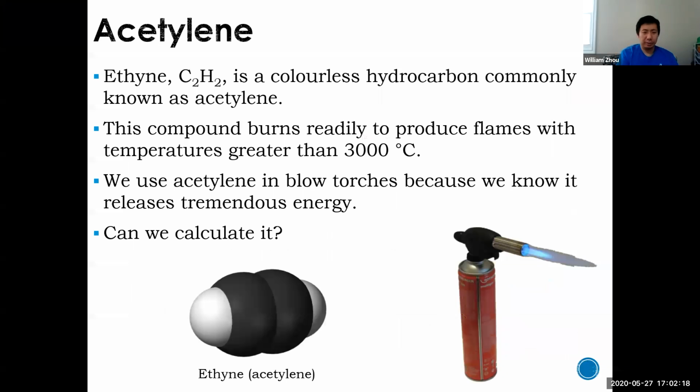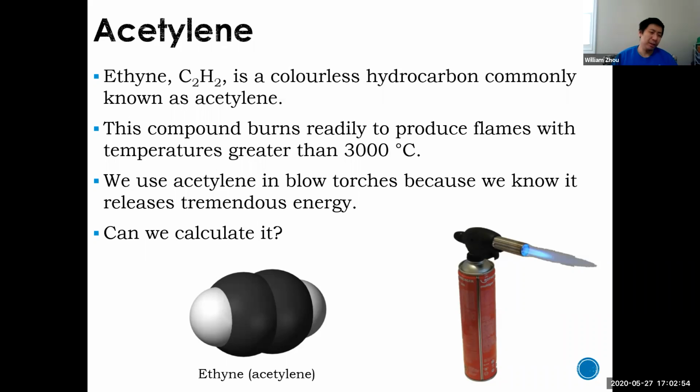All right, so first, ethylene was something we learned last unit. Carbon triple bond carbon, the 2-carbon alkyne. It is a colorless hydrocarbon that we commonly call acetylene. And acetylene is a fuel. And we typically burn acetylene in blow torches because the flames can produce a very high temperature. Acetylene will release a lot of energy.